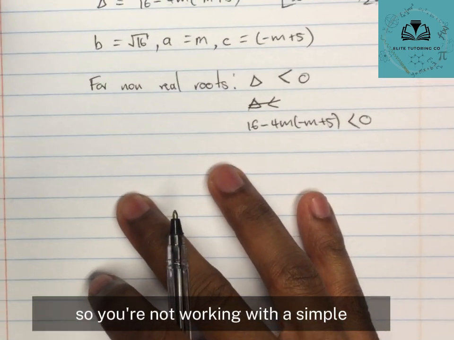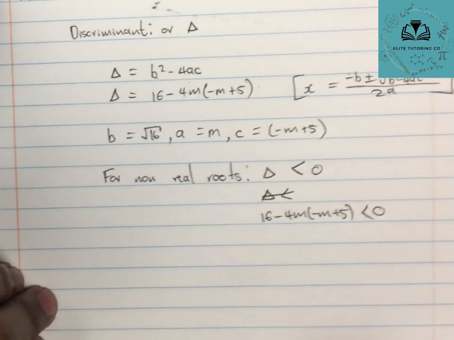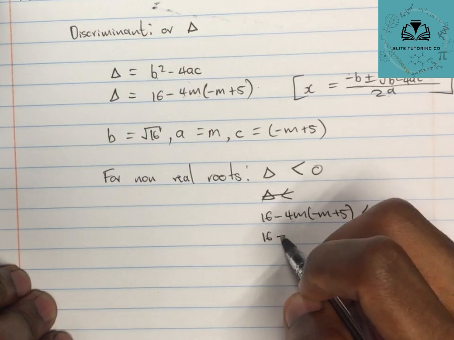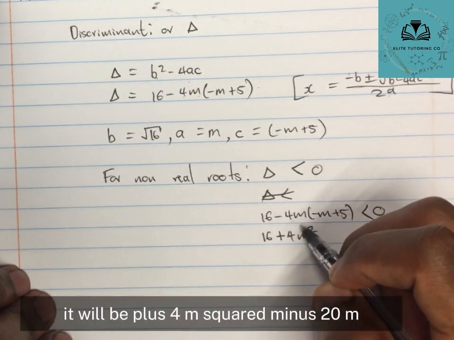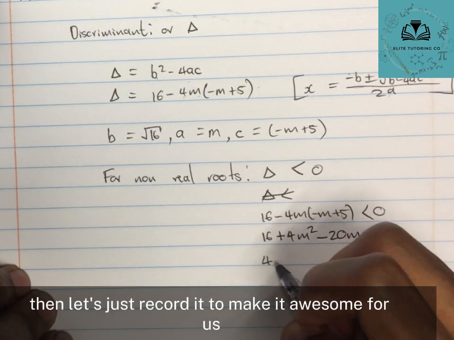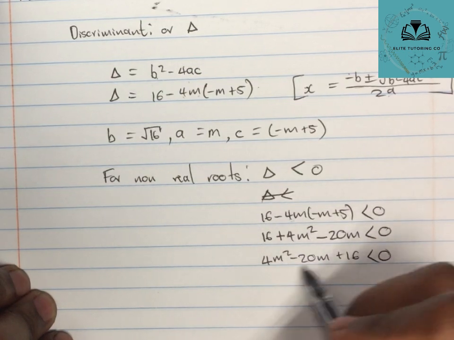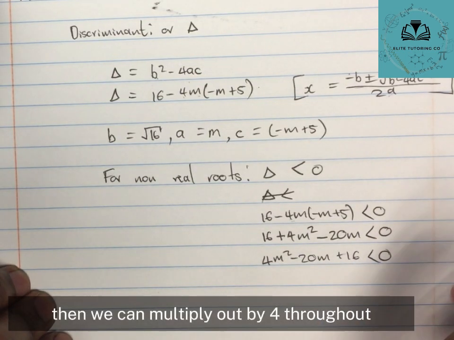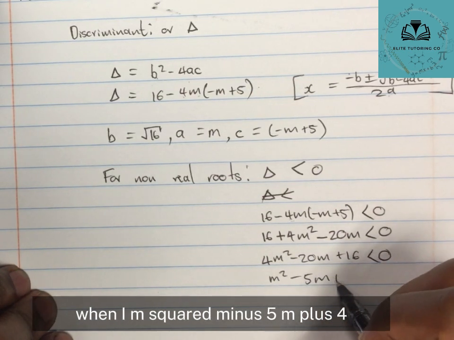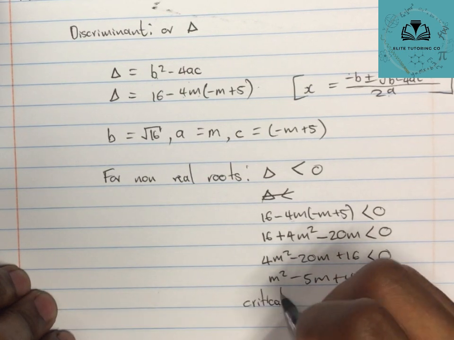So we are now working with a simple inequality. So let's multiply out and expand the left-hand side. That will be plus 4m squared minus 20m is all less than 0. Then let's just reorder that to make it simpler for us. Then we can divide by 4 throughout. We'll have m squared minus 5m plus 4 is less than 0. Then we can find the critical values.